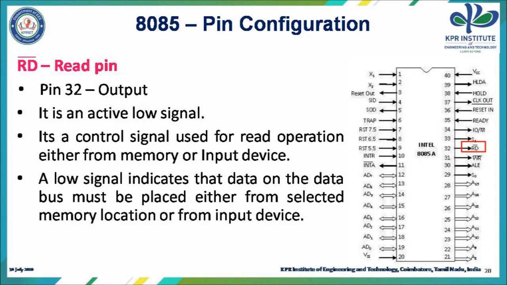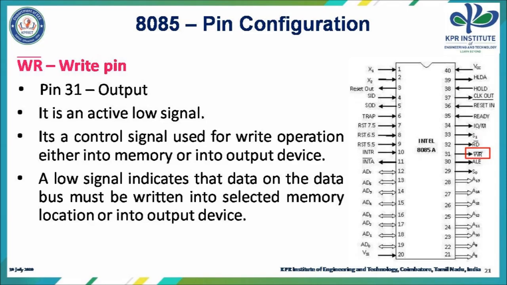Then coming to the read bar pin. This read bar pin is an output pin which is an active low pin, that is, it can be enabled by giving a 0 to the corresponding pin. This pin is used to perform read operation, that is, whenever this read bar pin is low, the microprocessor will perform read operation either with memory or with the IO device.